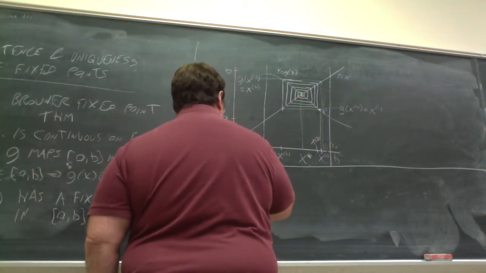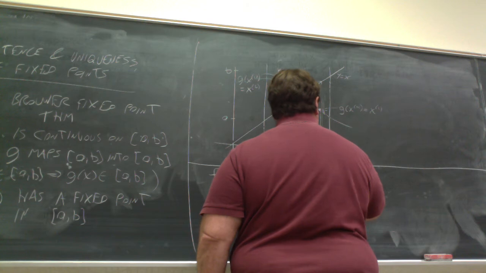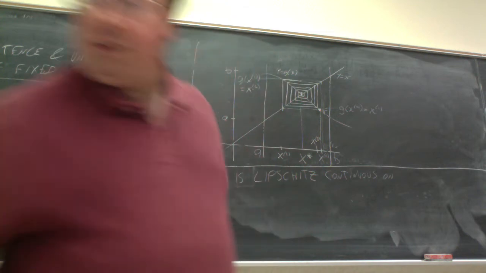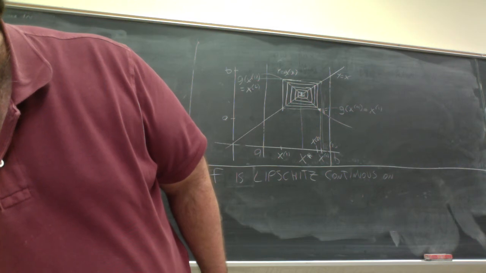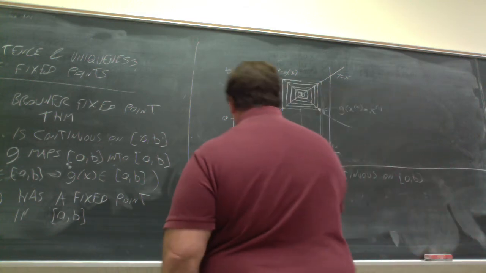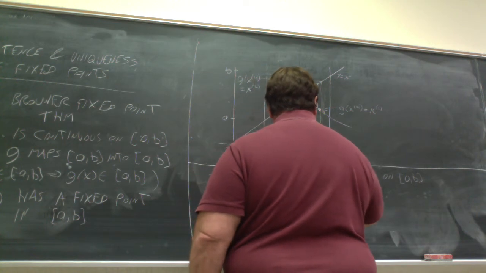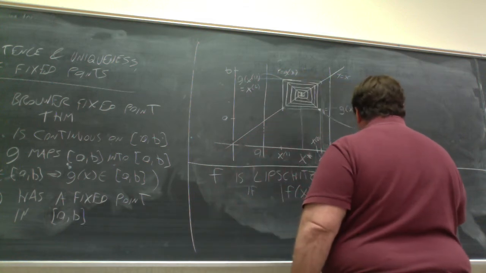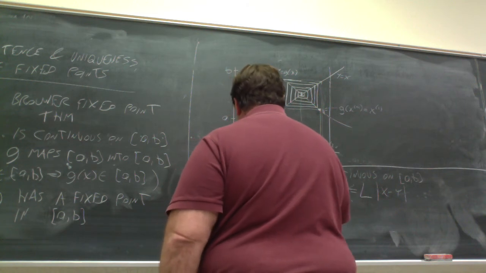So function f is said to be Lipschitz continuous on an interval, I assume a closed interval, on the interval [a, b], if it satisfies this condition: the absolute value of f of x minus f of y is less than or equal to some constant L times the absolute value of x minus y, for all x and y in [a, b].